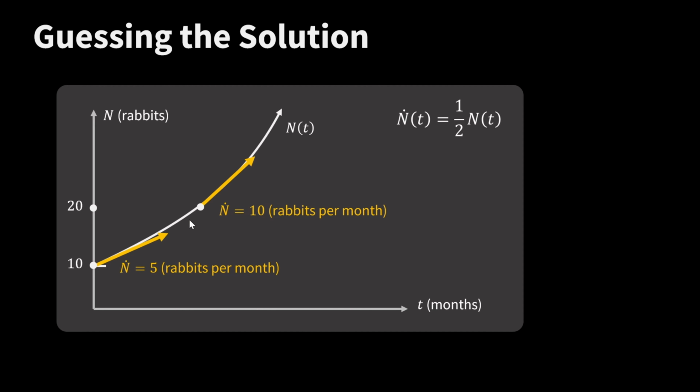At a certain point, we reach 20 rabbits. According to our differential equation, the rate of change is now 10 rabbits per month. This means the curve gets steeper. So as n increases, the rate of change increases as well. What you see here is exponential growth.